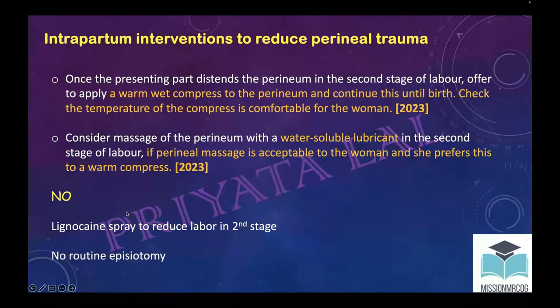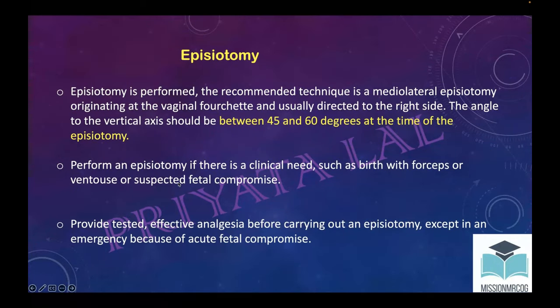For episiotomy, I will not speak too much about it, but the angle you should know. It is usually mediolateral, originating at the vaginal fourchette, directed to the right side, at an angle of 45 to 60 degrees. I'll not speak too much about it here. Now this is important to know here.